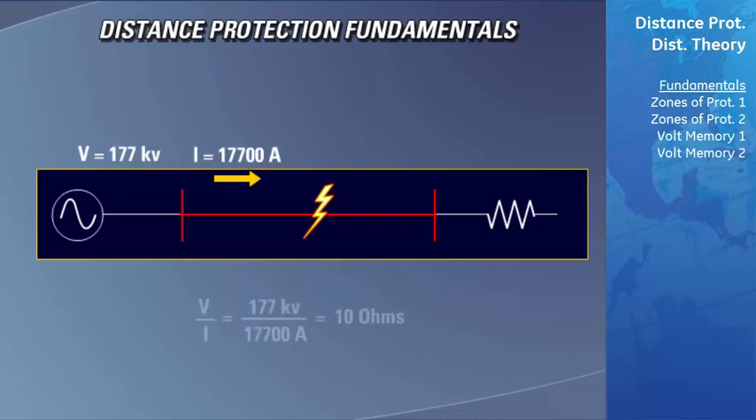This changes the ratio of current over voltage to match the new impedance of the line. Distance relays are programmed to know the impedance to the end of the transmission line. If the impedance the relay calculates is less than the impedance of the transmission line, it will know that the fault is on the transmission line and trip the circuit.